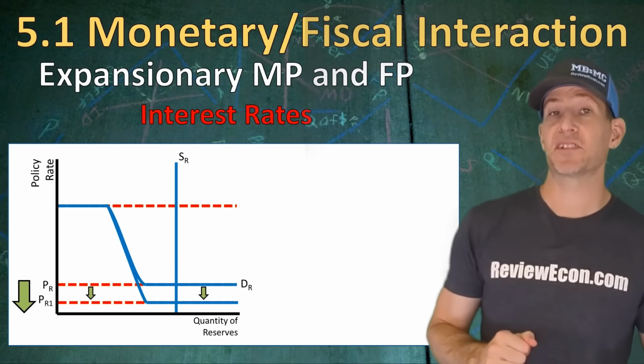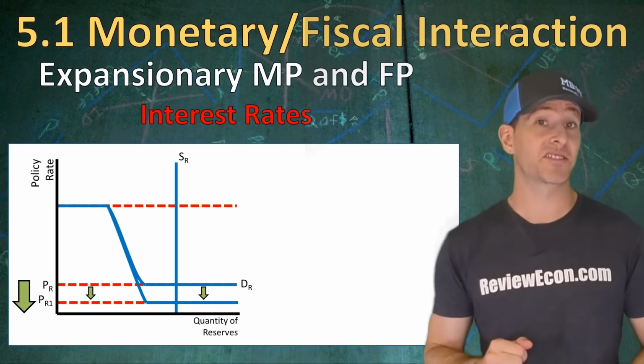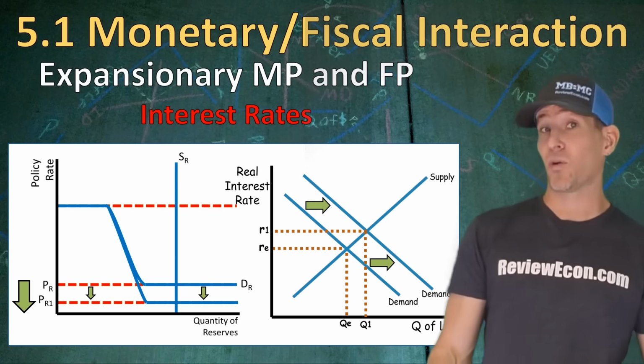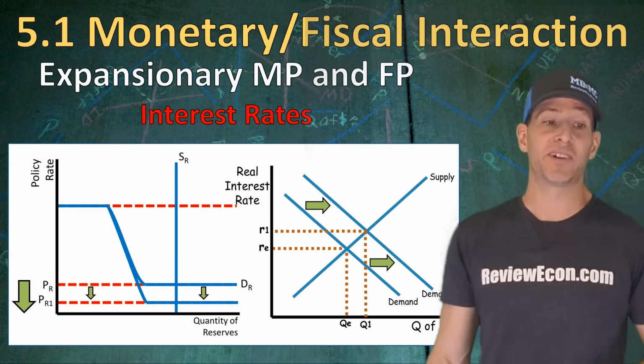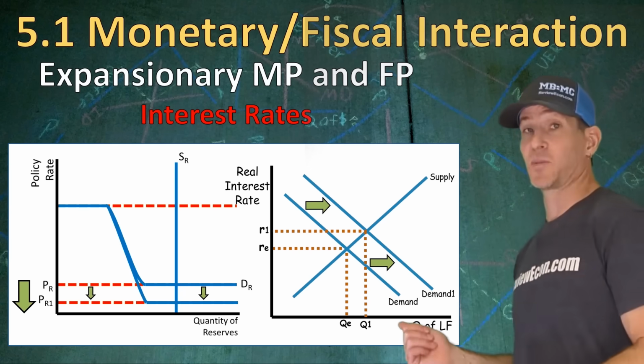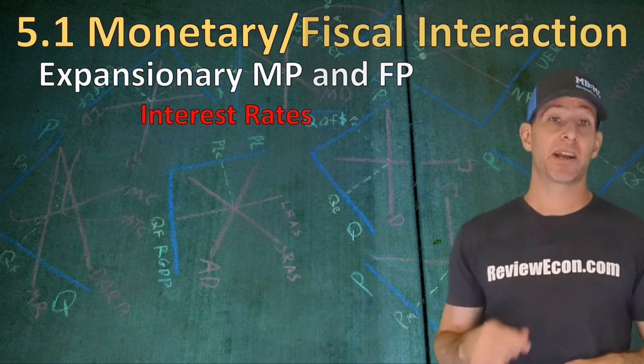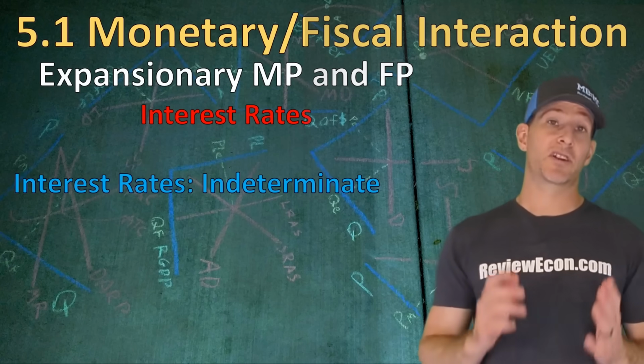But expansionary fiscal policy results in more national debt, and that means an increase in the demand for loans or a decrease in the supply of loanable funds. And as a result, in the loanable funds market, we're going to see an increase in the interest rate. So when it comes to expansionary monetary and fiscal policy, interest rates are going to be indeterminate.